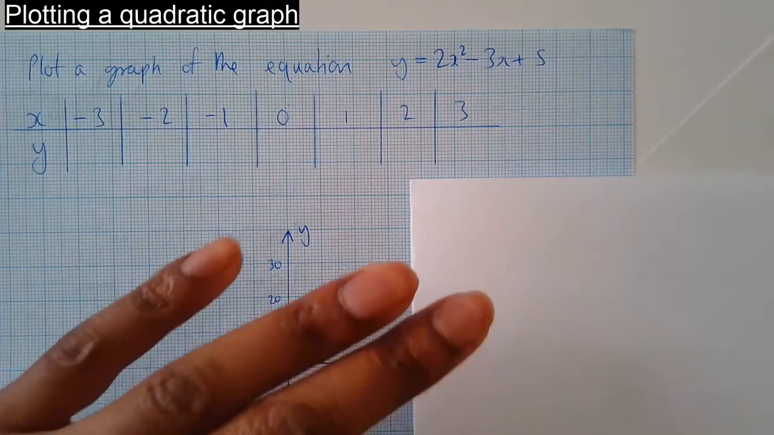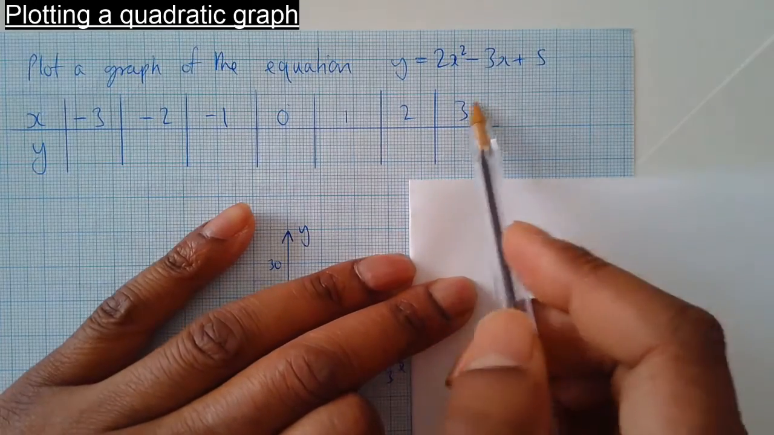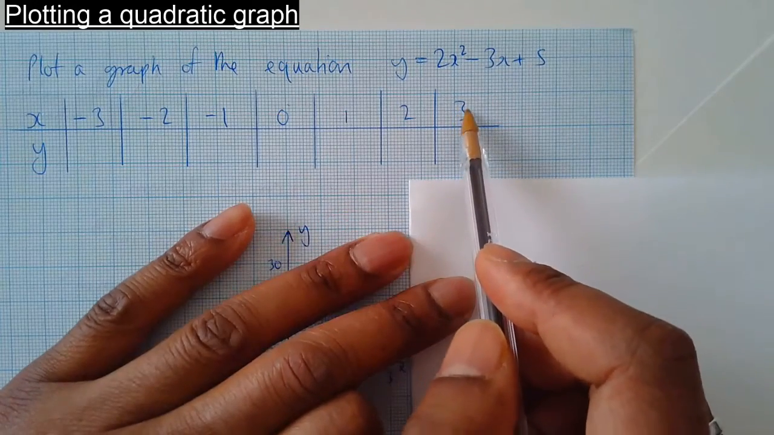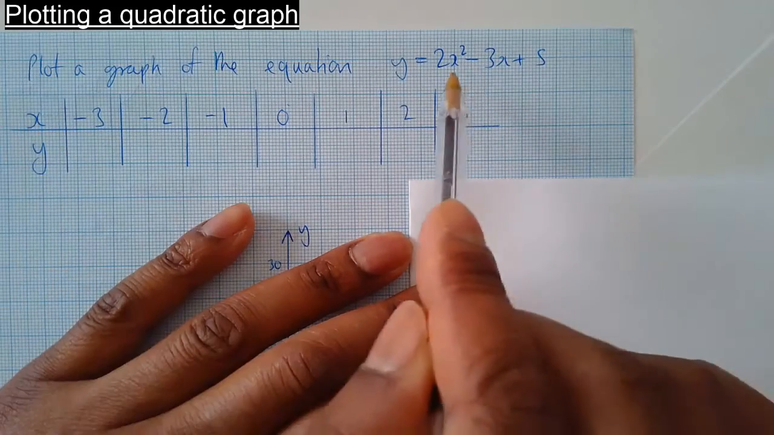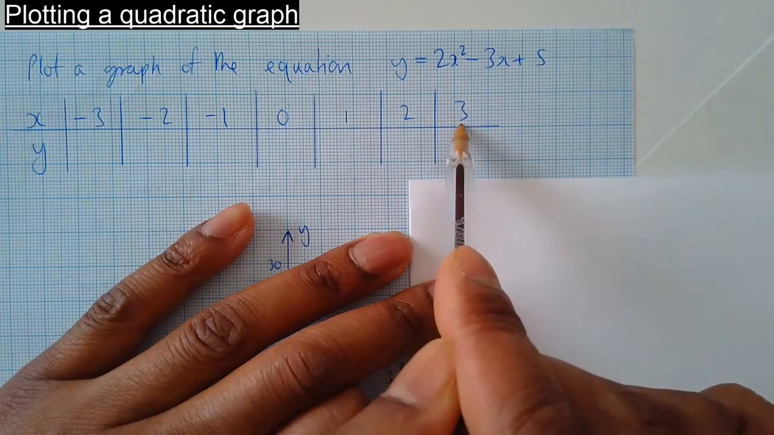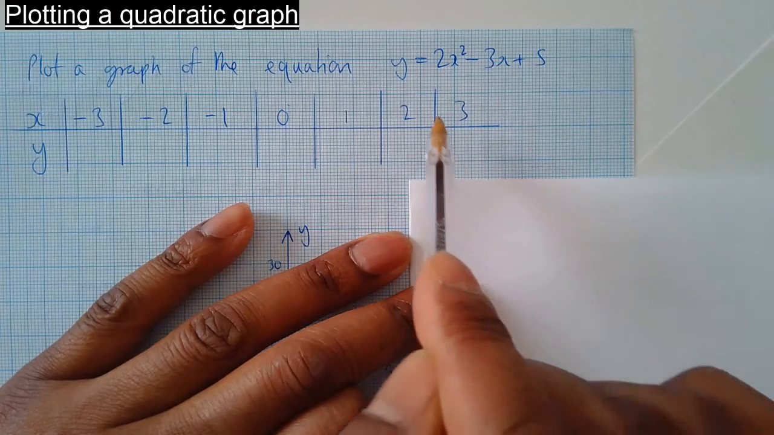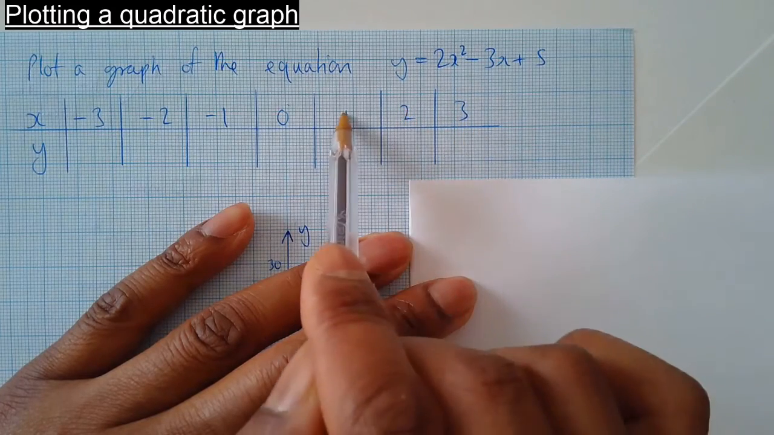So let's start off. I always start off by plotting the positive numbers. They're easy to work with. So all I've got to do now is replace the value of x with 3, and then work out the value of y. Then I'll do the same for 2, then 1, and so on.